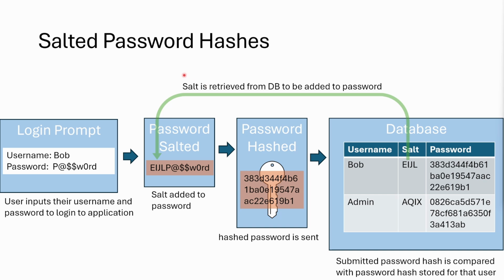So here we have kind of a better process than what we had on the last slide. We have a login prompt, just like before. The difference here is prior to hashing. Before we hash, we're going to add a salt, and that salt is retrieved from the database. So there's a call made to the database to give us that salt that's added to the password, and then this new salted password is hashed, and then we compare that hash to the database.